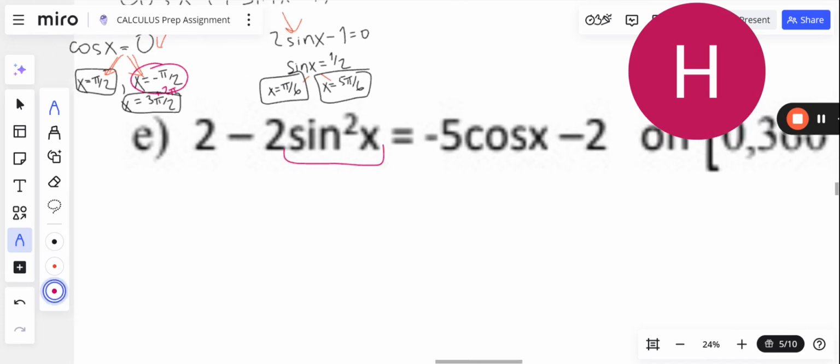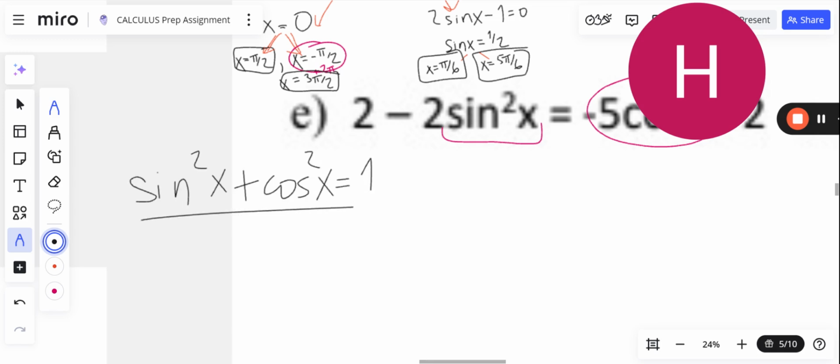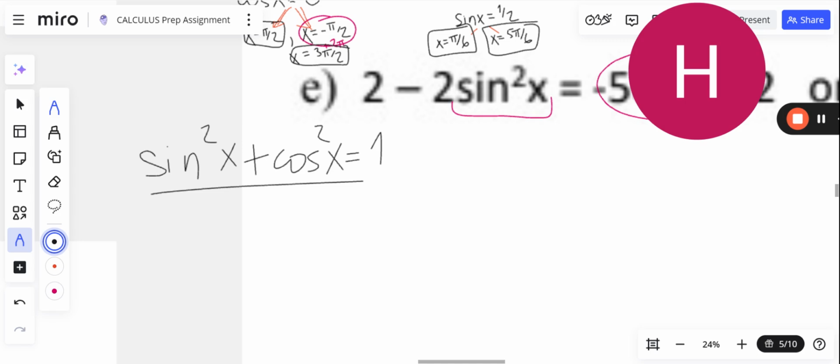I see a squared, and I also see a cosine. I can't easily turn a cosine into a sine, but I can pretty easily turn a sine squared into a cosine squared. And that's because we know sine squared plus cosine squared is equal to 1. Therefore, I can replace sine squared with 1 minus cosine squared if I get the sine squared by itself.